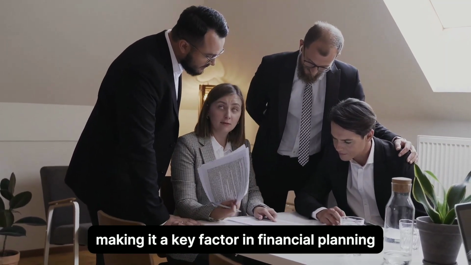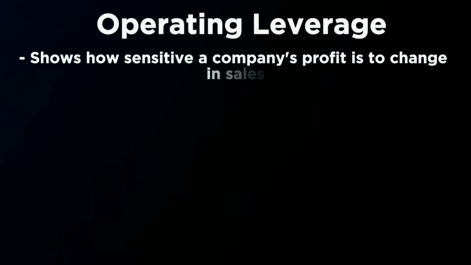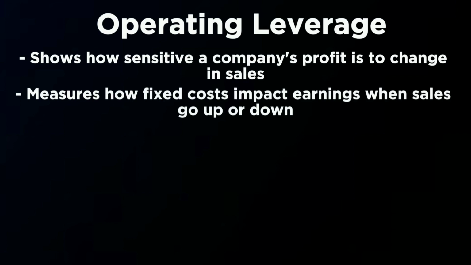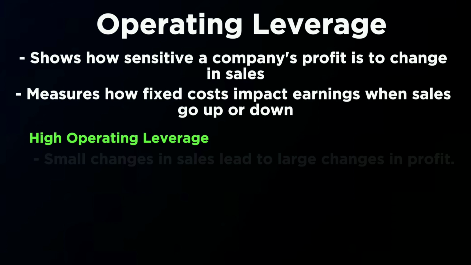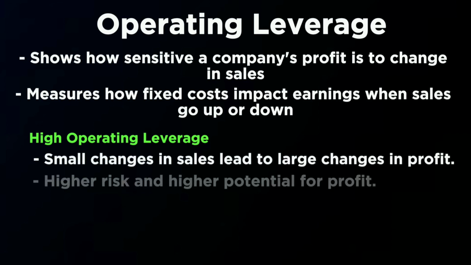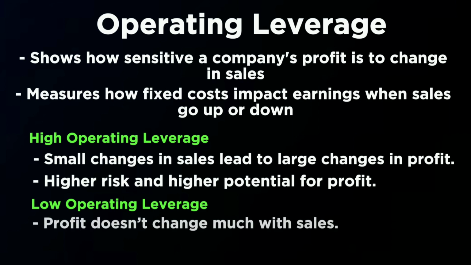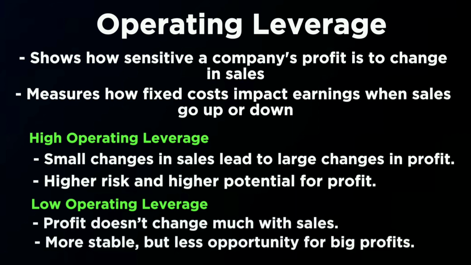Now let us talk about operating leverage, a key concept that shows how sensitive a company's profit is to changes in sales. It shows how fixed costs impact earnings when sales go up or down. Businesses with high operating leverage have more fixed costs and fewer variable costs. This means that when sales increase, profits grow faster, but when sales drop, losses happen quickly. On the other hand, businesses with low operating leverage have more variable costs, making their profits more stable but with slower growth.